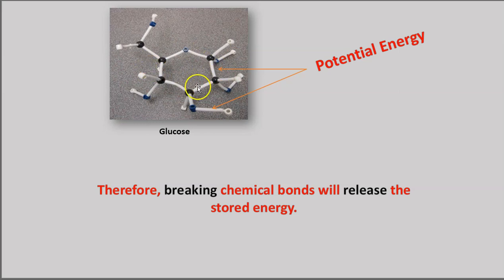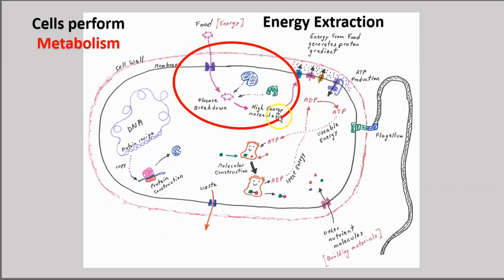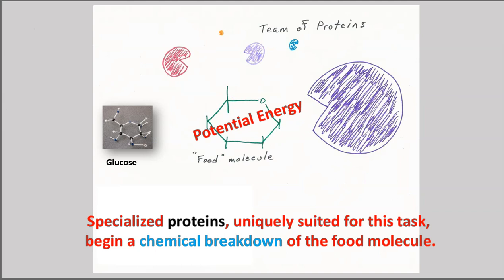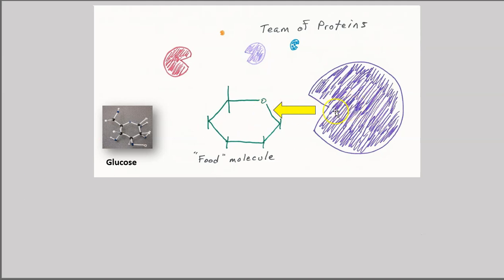If they can get this molecule, then if they break these chemical bonds, they can liberate the energy that was stored in those bonds. And that's going to be the scene right up here at the top of the cell. Glucose is being transported across the membrane by a channel protein, and now we're going to have a team of proteins begin the process of glucose breakdown. So specialized proteins uniquely suited for this task begin a chemical breakdown of the food molecule. So here we'll look at this purple protein, and it's going to, in a sense, attack. Now that's an aggressive description, but basically glucose is going to bind to the protein, and the protein is going to break a chemical bond.